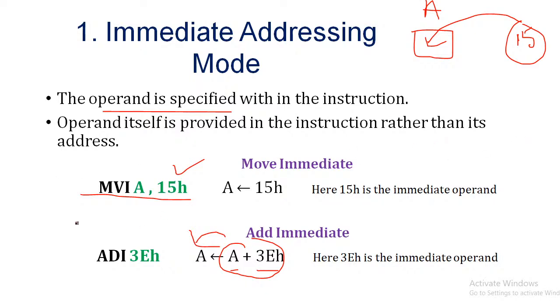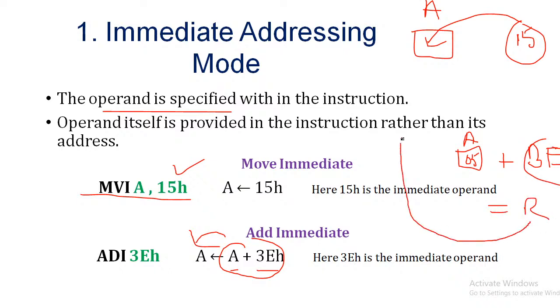Anyways, this is the add immediate. Suppose the accumulator value is 05 in hex, and you have a value 3E. You add these two things, and whatever the resultant is, you put it again in A. That is the add immediate, ADI.